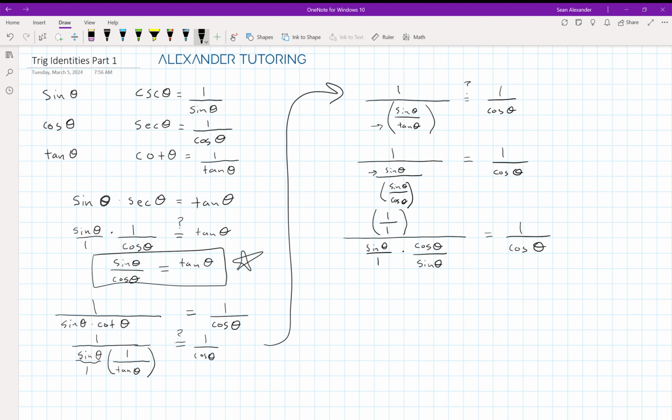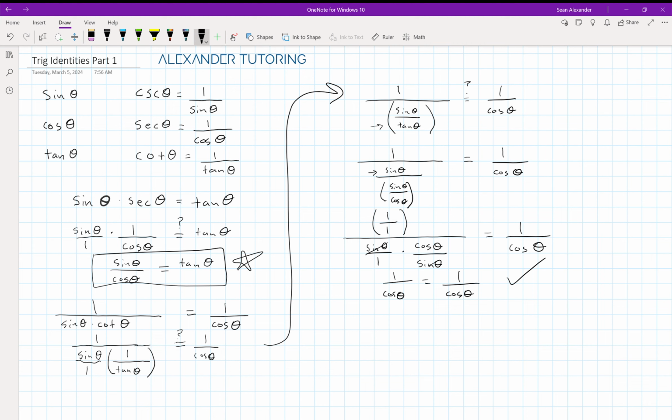Okay, and check out what's happening here. Cancel, cancel. And we get the top, we can use 1 over 1 is 1, so we get 1 over cosine theta. Boom, nailed it. Okay, so the moral of the story. The first rule in doing these kind of proving trig equations, showing one side is equal to the other, is anytime you see a cosecant, secant, or cotangent, you want to change it to 1 over sine, 1 over cosine, 1 over tangent, and simplify as much as possible. Also, a lot of times if you see a tangent theta, you want to change that to what it really is, which is sine theta over cosine theta.